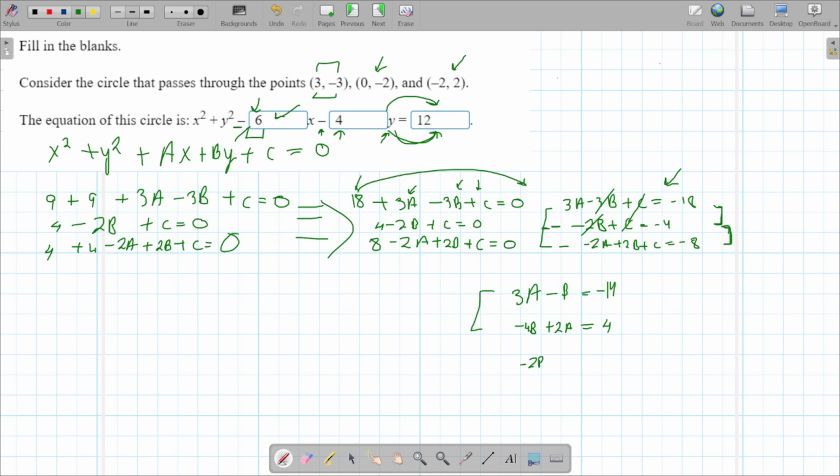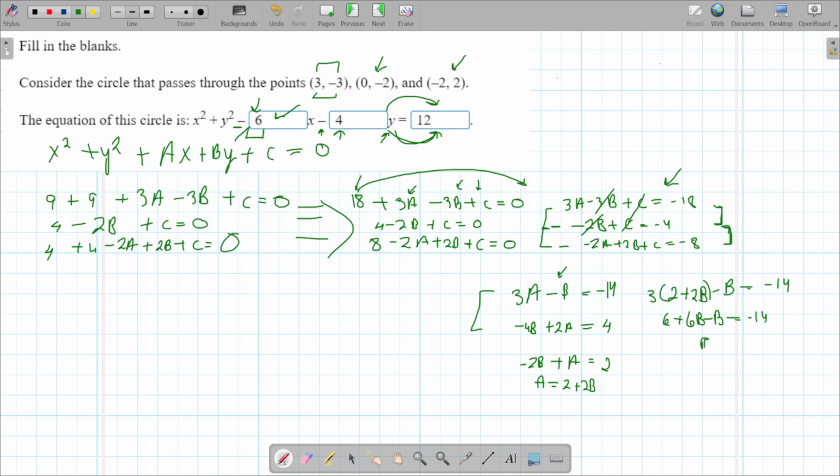It's going to become negative 2b plus a equals 4. If I take negative 2b to the other side, I get a equals 2 plus 2b. So up here, I can substitute the a with 2 plus 2b: 3 times 2 plus 2b, and then continue, minus b equals minus 14. You're going to get 6 plus 6b minus b equals minus 14.